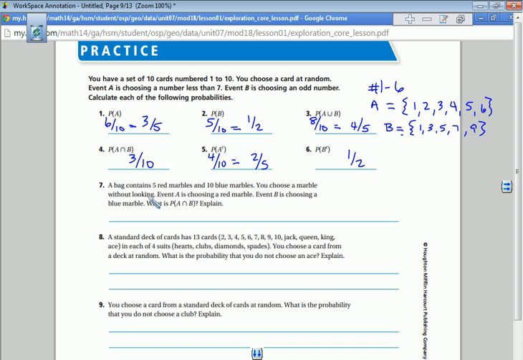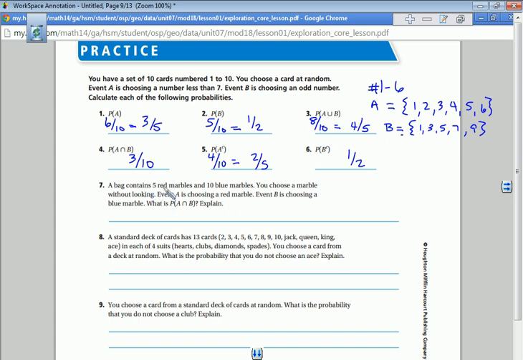How'd you do number 3? Okay, see this is A union B, so it's everything in A and B. So to A, we're going to have to add the 7 and the 9. So that would be 8 elements that are in that union, and so 8 out of 10.